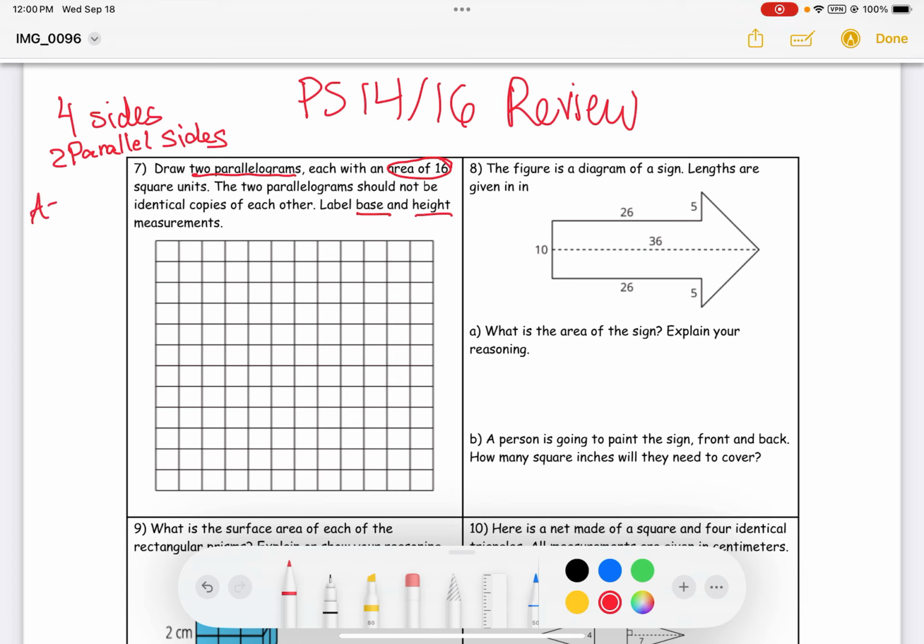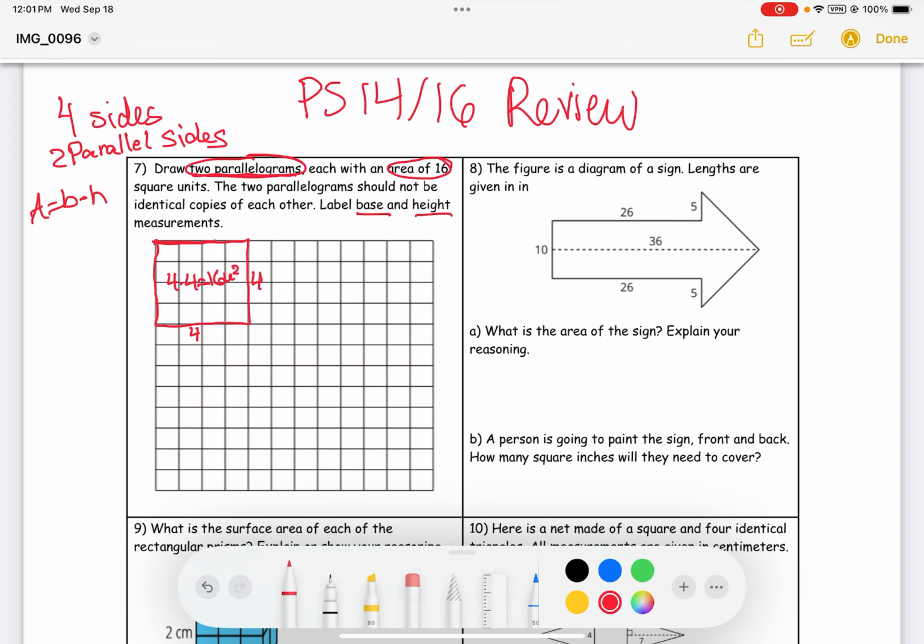Remember, the area of a parallelogram is base times height. So really, we can just do rectangles, and the area needs to be 16. So you can try to do your own. But I'm going to just start off, I know 4 times 4 is 16, so I'm going to draw a 4 by 4 square. And I'm going to label it 4 by 4, because I know 4 times 4 equals 16 units squared, so that one would work.